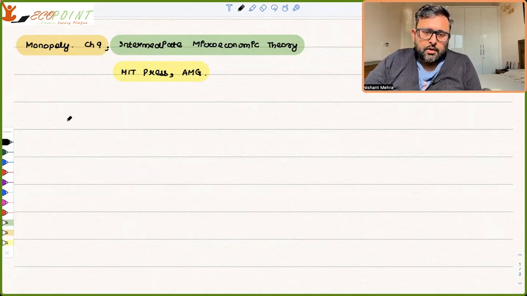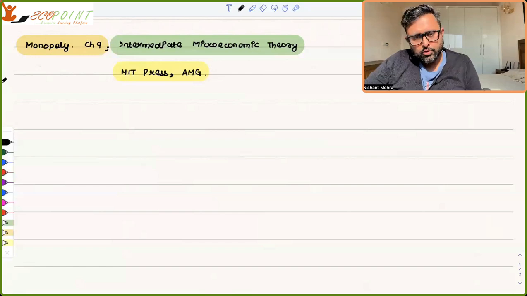Monopoly. This is taken from Intermediate Microeconomic Theory, MIT Press. I think the names of the authors were Arredondo and Gracias, et al. So this is there on the D School website. There is a reading list there. Please pull up the reading list, buy the book, or if you're buying the readings, you can buy the readings as well.